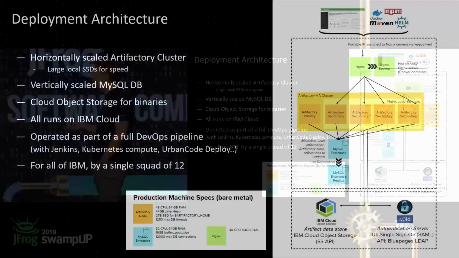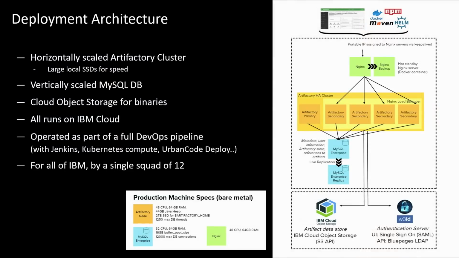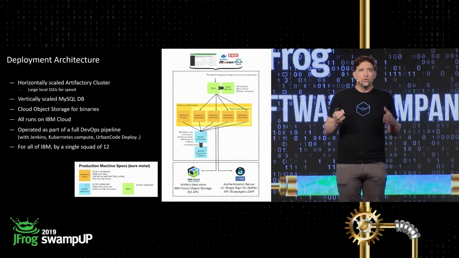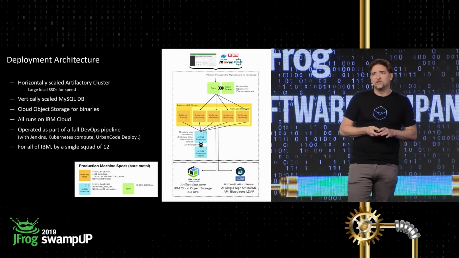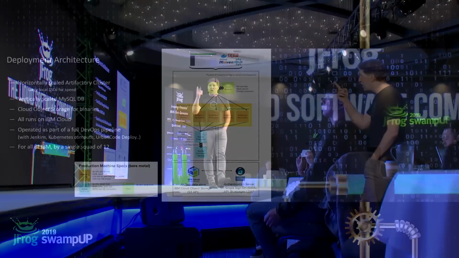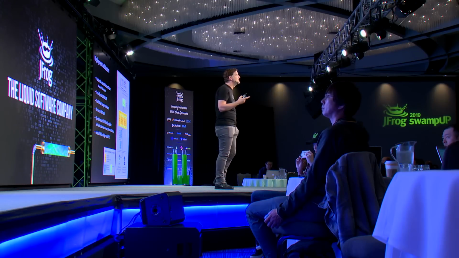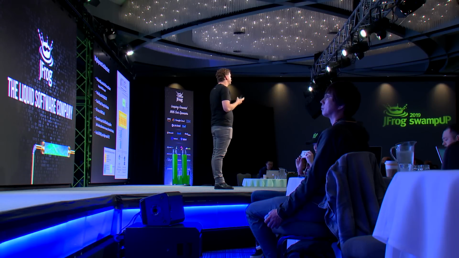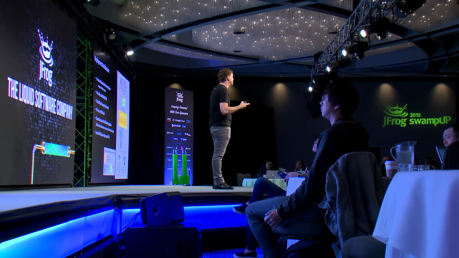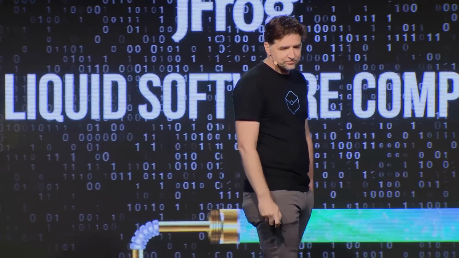And of course, we operate artifact repositories as part of a broader set of DevOps capabilities. We run Jenkins and Travis as a service. We offer Kubernetes compute as the backend for things. We have integration with some of our own tools like Urban Code Deploy. So we really are trying to offer a full suite of developer capabilities that our teams can leverage in that environment. And we run all of this, the artifact service, our Artifactory instance, with a single squad of 12 people who are responsible for the deployment and operations and maintenance of that environment.